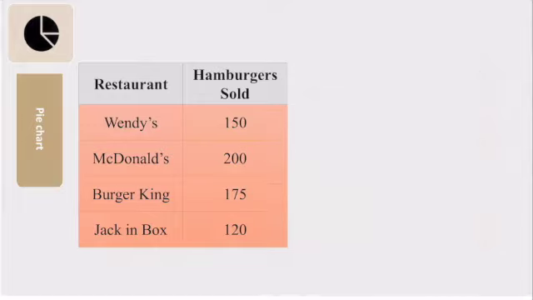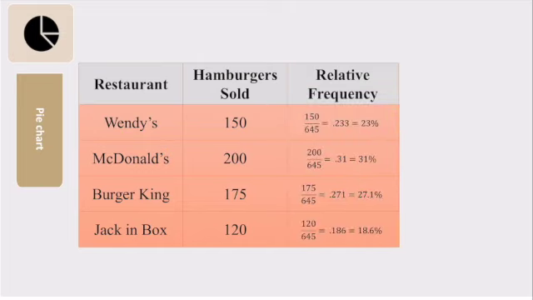So we could take the number of hamburgers sold at Wendy's, McDonald's, Burger King, and Jack in the Box, calculate their relative frequencies by dividing by our total sample size, and then we would get these relative frequencies. They don't really add up to 1. Shame on me, but these should add up to 1. Change that to 23.3, and that fixes everything.